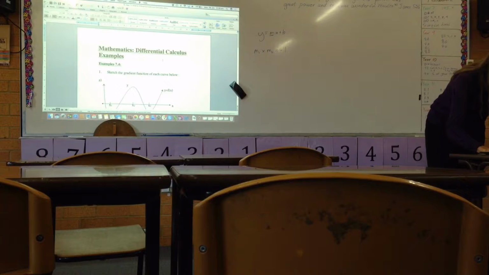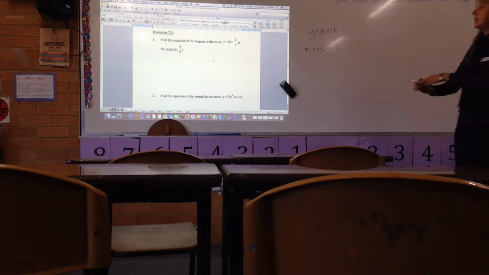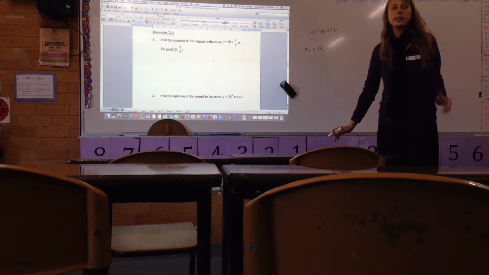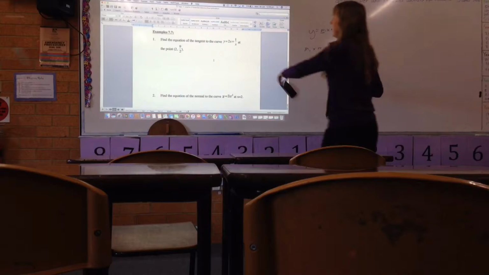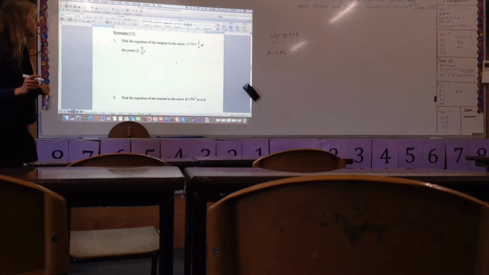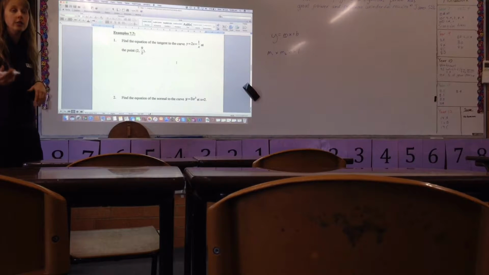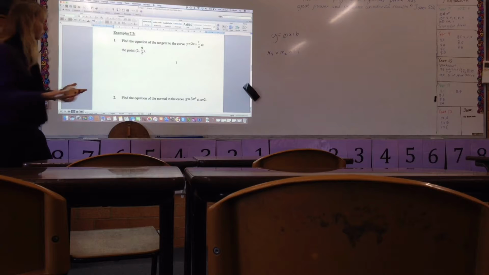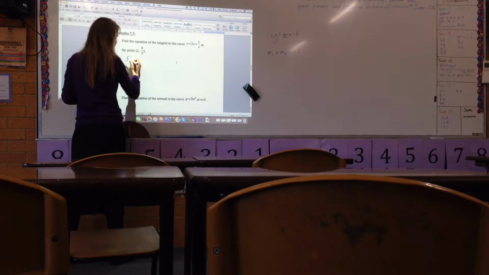Come to the examples and let's do one. So here, 7.7. It says, find the equation of the tangent to the curve. Here's our curve at the points 2 and 9 over 2. First of all, let's find the gradient function, and to do that we differentiate. So, that's going to be 2. Differentiate this with respect to x.